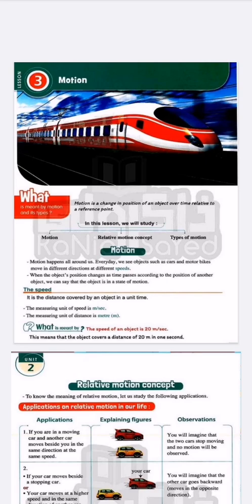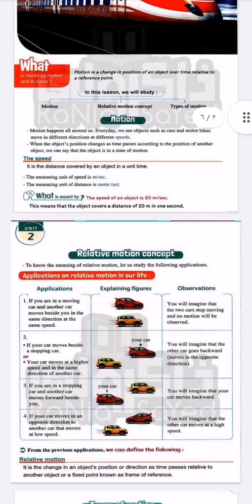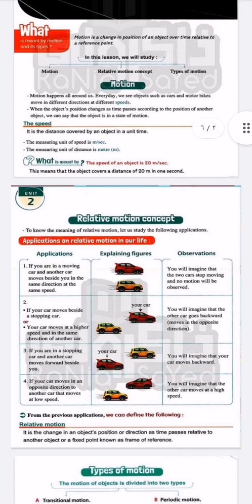The second concept, the relative motion concept. What is meant by relative motion? It is a change in an object's position or direction as the time passes relative to another object or fixed point known as the frame of reference.